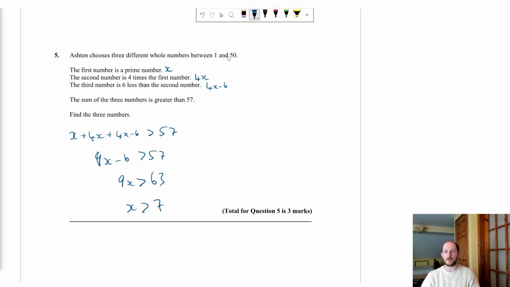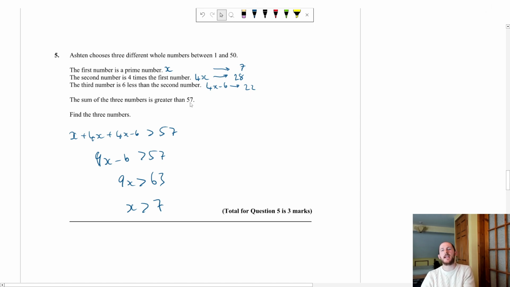The other thing we should note is that the numbers are between 1 and 50. As it stands, if I sub the number 7 in, my 3 numbers are, respectively, 7, 28, and 22. Now, 7 plus 22 is 29, plus 28 is 57. We want it to be greater than 57. Okay, well, this is quite simple. What is the next prime number after 7? 11. That makes this number 44, and this number 38.